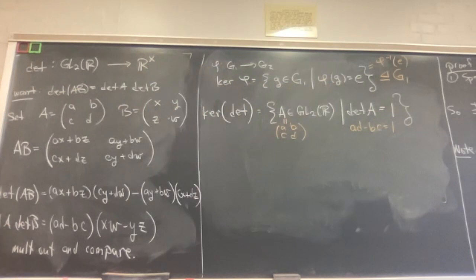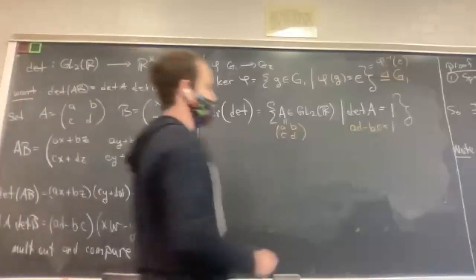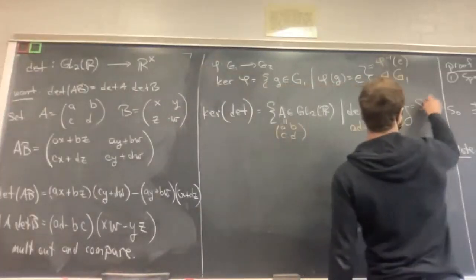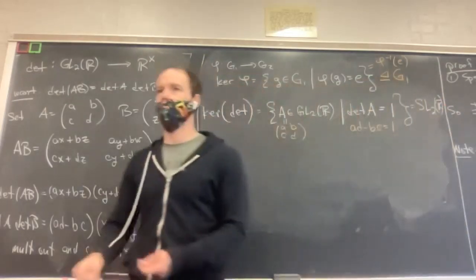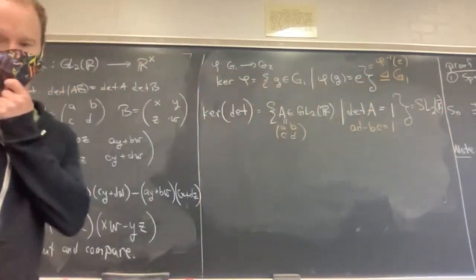That's all you can do to show that. That's all you can do to describe the determinant. There's a name for this: this is called SL2, the special linear group, for what it's worth. It doesn't really matter so much what it's worth.